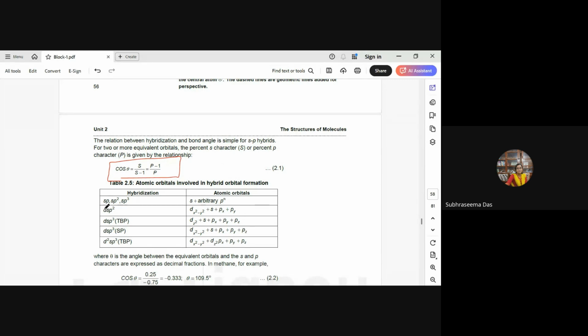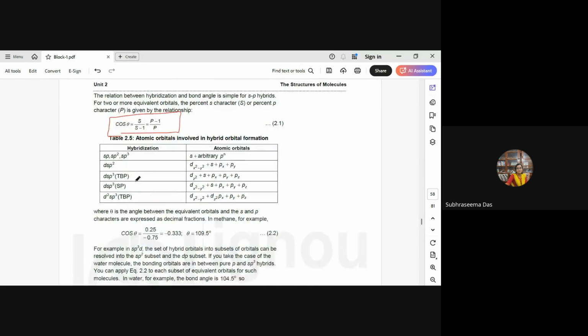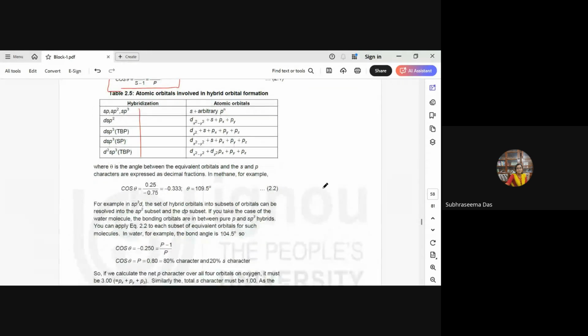So for hybridization sp², sp³, the atomic orbitals are s plus p. Some of the other hybrid atomic orbitals, like dsp²: the orbitals involved are dx²−y² plus one s orbital plus two p orbitals. For dsp³, it is dz² plus one s orbital plus three p orbitals, that is px, py and pz. So this is how different types of atomic orbitals are involved in the hybridization process.